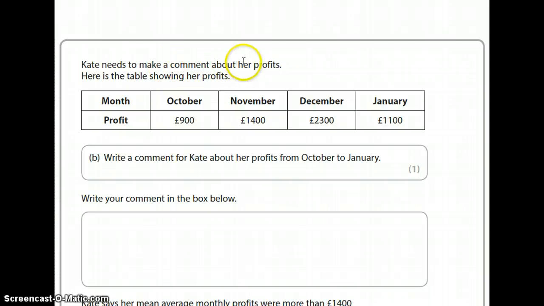Kate needs to make a comment about her profits. Here is the table showing her profits. Month: October, November, December, January, profit. Write a comment for Kate about her profits from October to January. Write your comment in the box below.